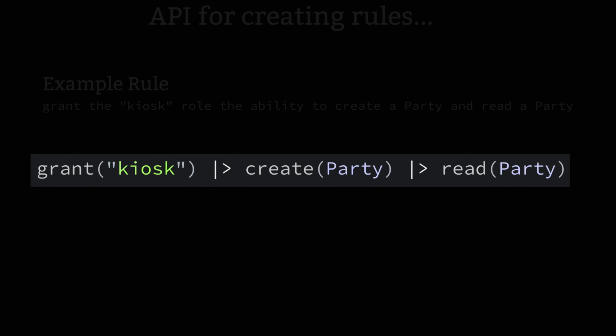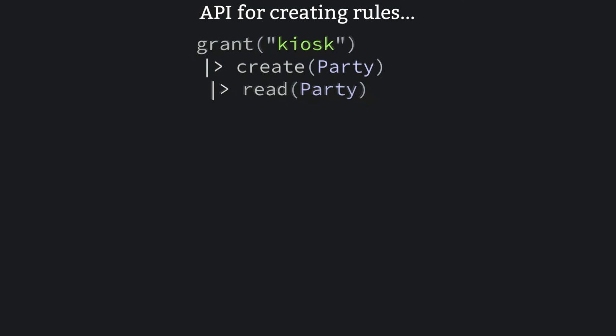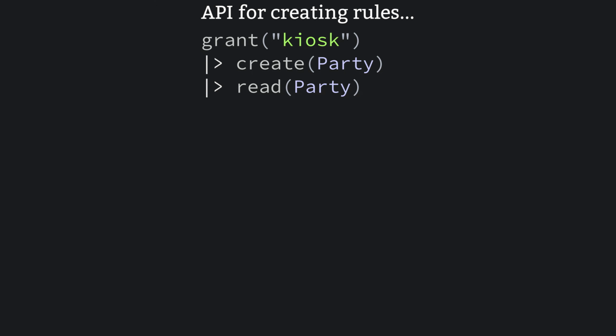Okay, this code seems pretty decent. Grant the role kiosk the ability to create parties and read parties, and keep in mind, we could continue to pipe other allowed actions onto the end of this pipeline. All right, we still need to define what type of data is returned from grant and passed into and out of the create and read functions, but let's circle back to the data we'll need in a moment.